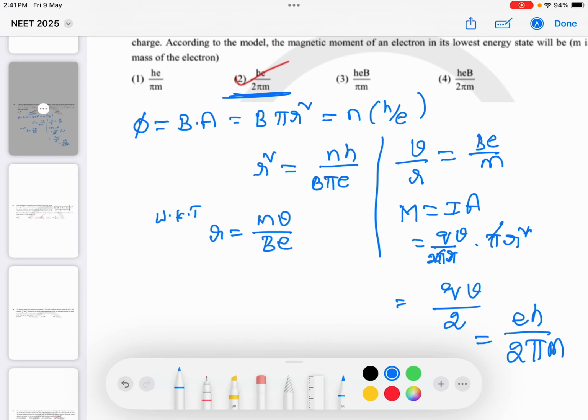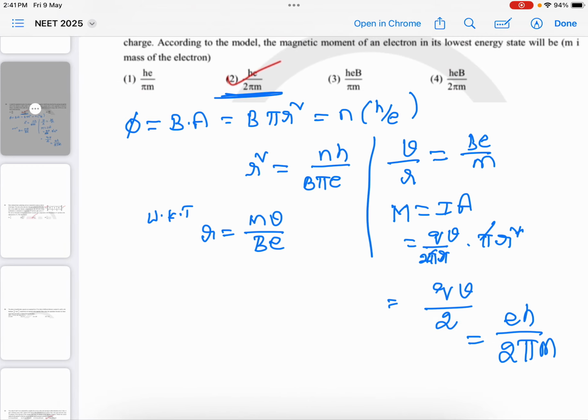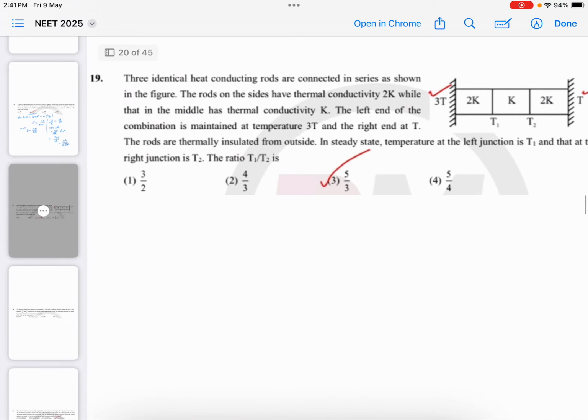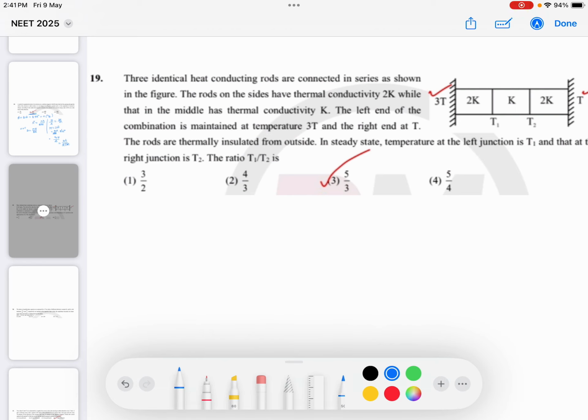This belongs to your atoms topic. Next, this question belongs to thermal properties of matter. Here they are giving three identical heat conducting rods connected in series combination. The outer rods have thermal conductivity 2K and the middle rod has thermal conductivity K. At the left and right, the temperatures given are 3T and T. The rods are thermally insulated on the outside.